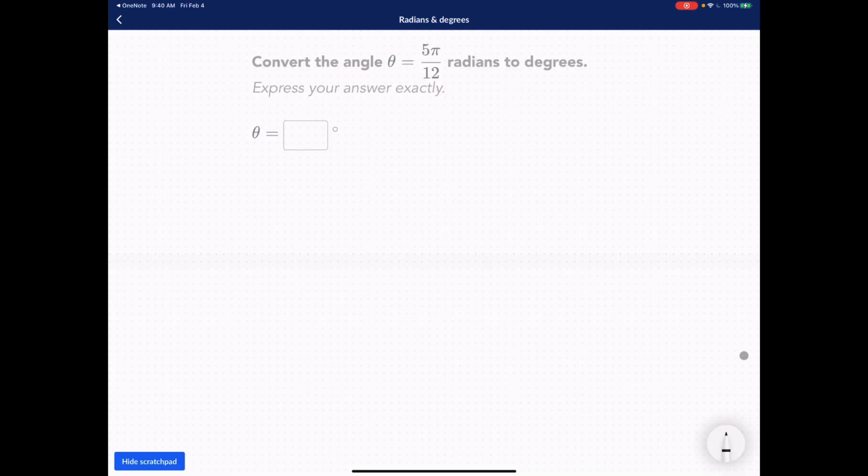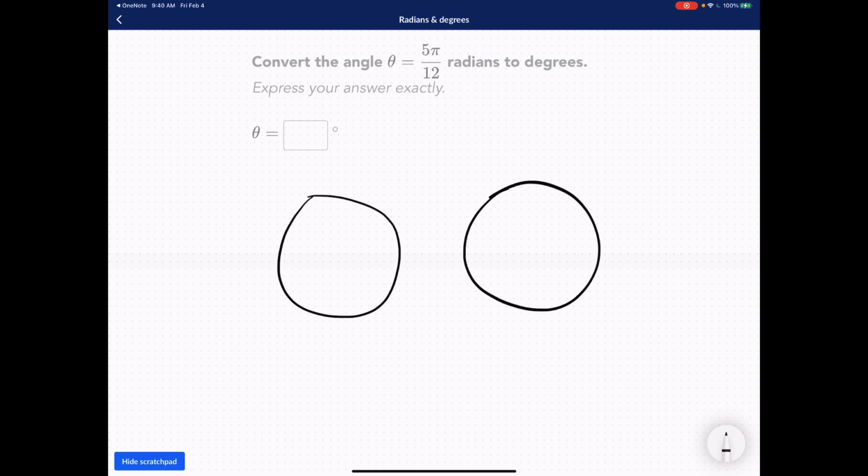So I have this problem here. I like to visualize it, right? And then we'll talk about how to do it just mathematically or procedurally. So I've got 5 pi over 12. If we look, this is pi over 4, this is 2 pi, this is pi over 2, half a pi, and this is pi. So that's going to be pi.